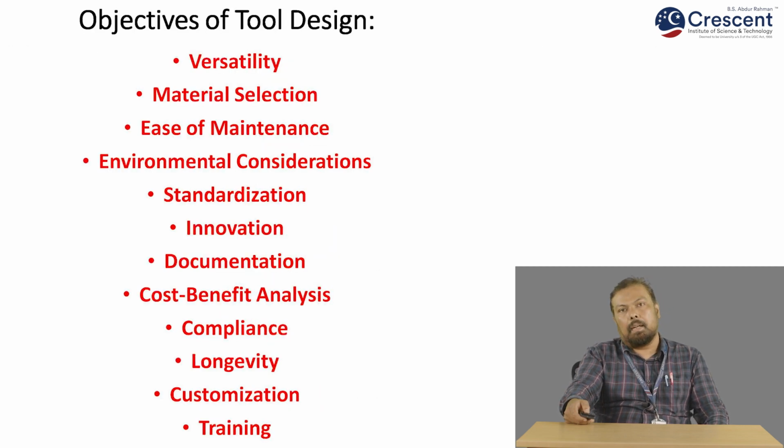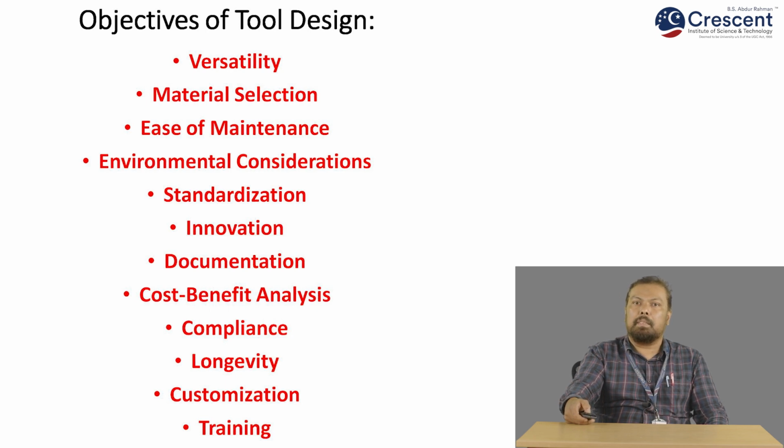The seventh one is the versatility, where they design tools that can handle multiple tasks. Different products, where applicable, can be done to maximize the utility. What about the material selection? Material selection means choosing the right type of material for the tools based on factors such as strength, heat resistance, and wear resistance. The ninth one is the ease of maintenance. Of course, they design tools that are easy to maintain and repair, reducing downtime and the maintenance costs.